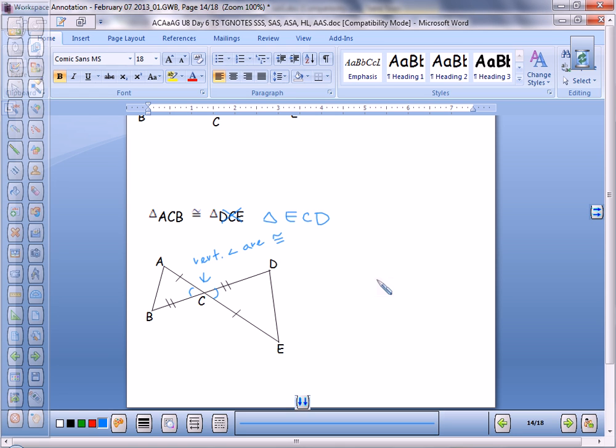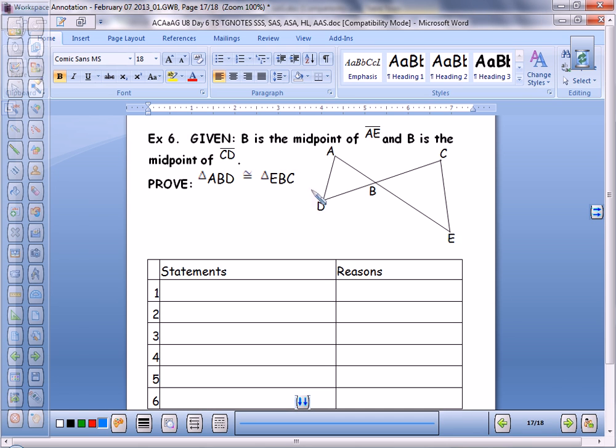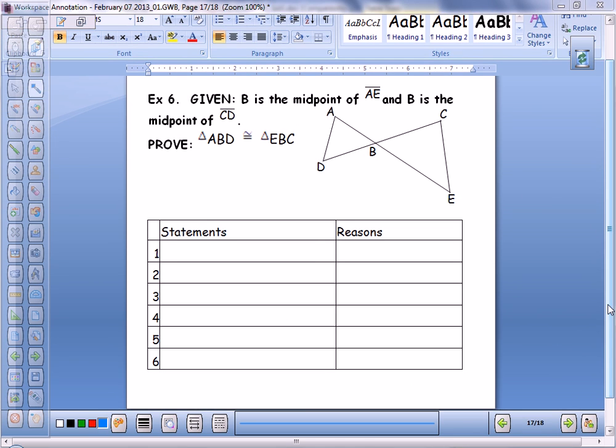All right. Okay, let's skip to example 6, because this is our side angle side proof. Okay, good. Given that B is the midpoint of AE and B is the midpoint of CD, prove that this must be true. So let's mark everything we must know on our picture. B is the midpoint of AE. What does that tell us? AB is congruent to BE.